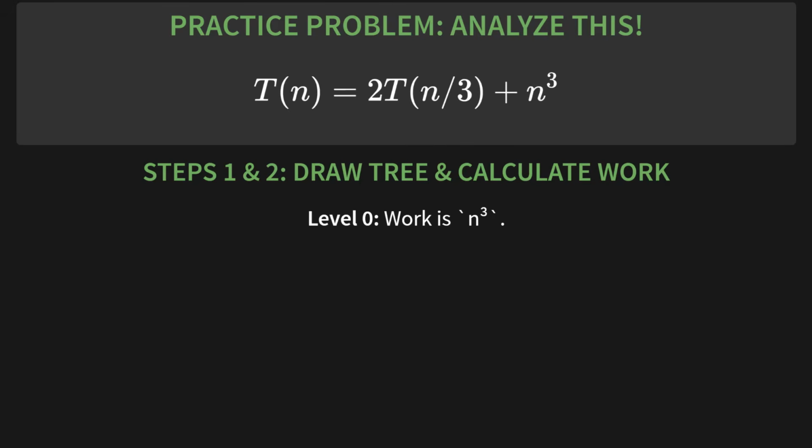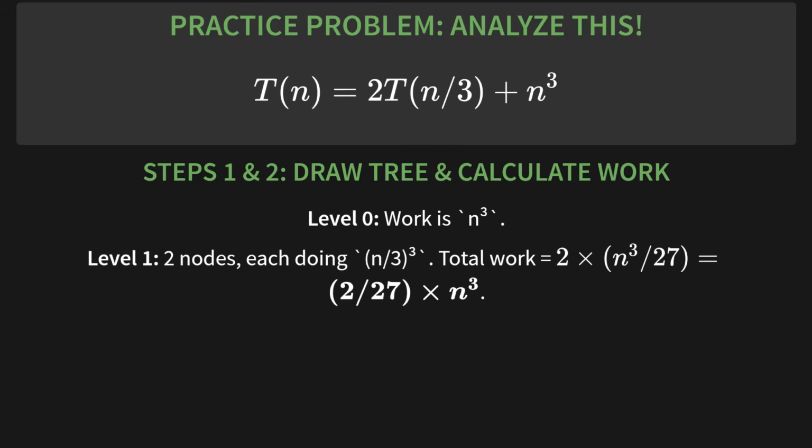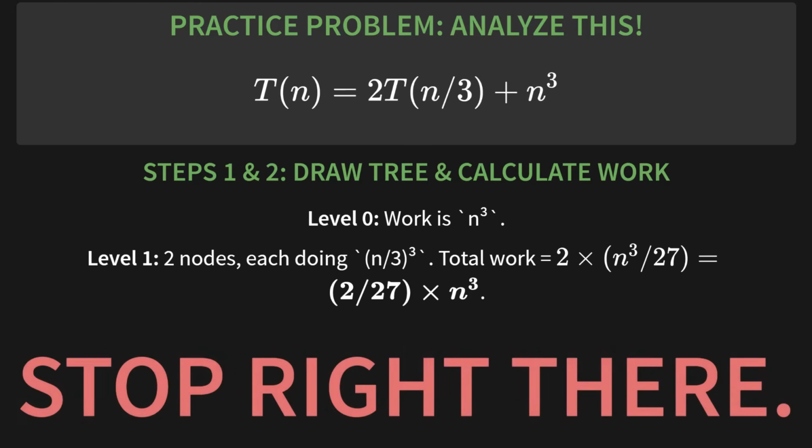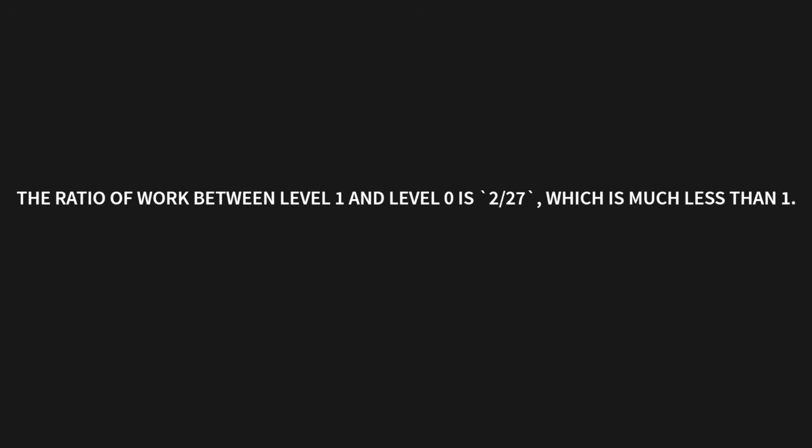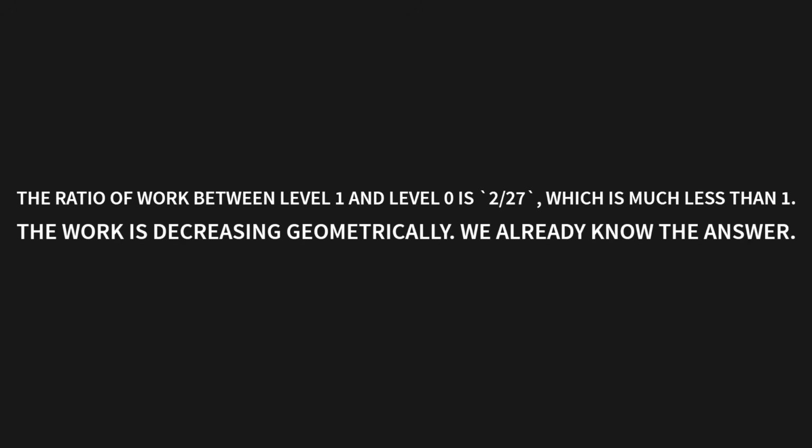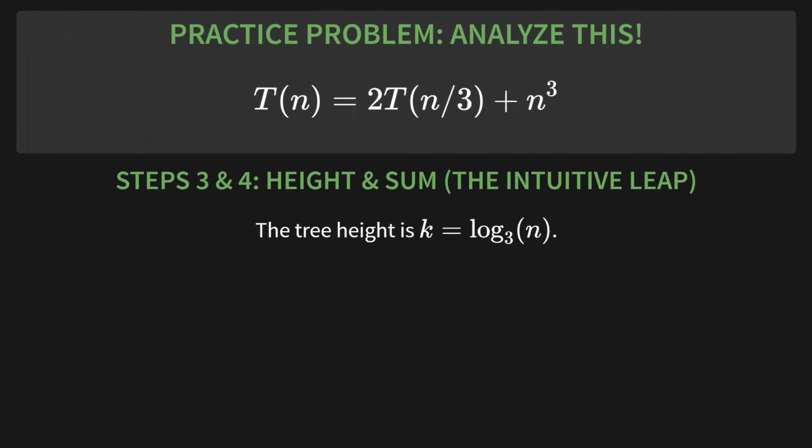At level 0, the work is n cubed. Easy. At level 1, we have 2 nodes. Each one is doing work on a problem of size n over 3, so the work is n over 3 cubed. The total work for level 1 is 2 times n cubed over 27, which equals 2/27 times n cubed. Stop right there. The ratio of work between level 1 and level 0 is 2/27, which is much less than 1. The work is decreasing geometrically. We already know the answer. Steps 3 and 4, height and sum. Let's take the intuitive leap.